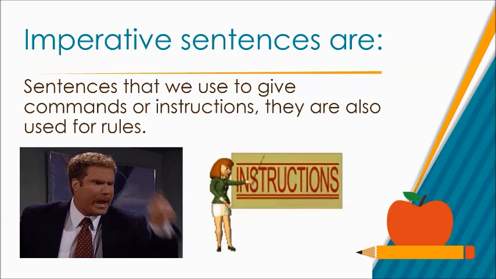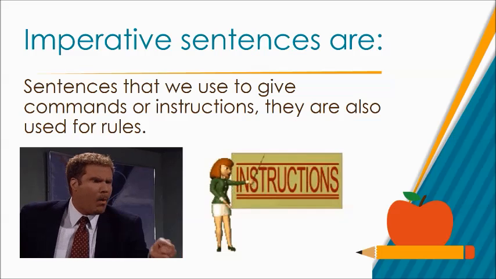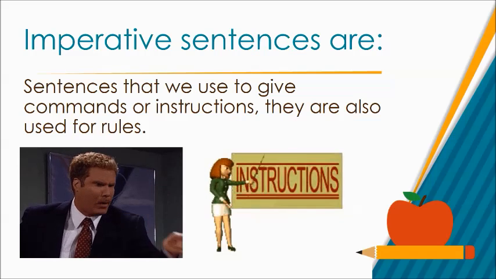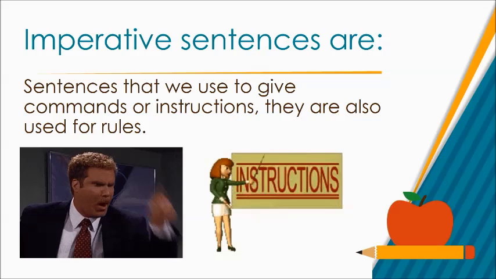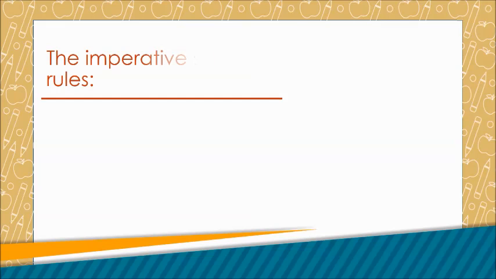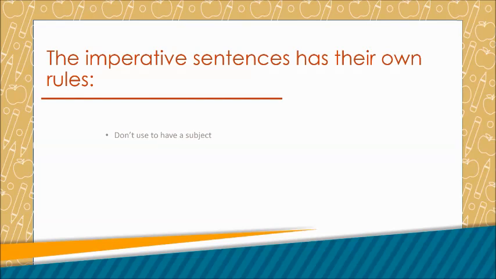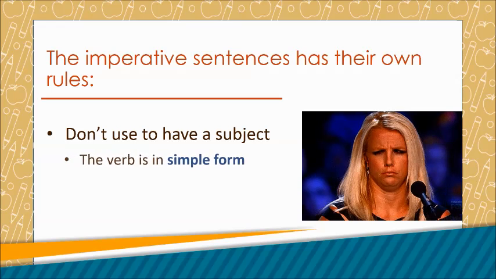When you buy something, you need the instructions. When you are going to make a cooking recipe, you need the instructions. When you are going to do a craft, you also need the instructions. And the imperative sentence has its own rules. For example, they don't usually have a subject, and the verb is in simple form.